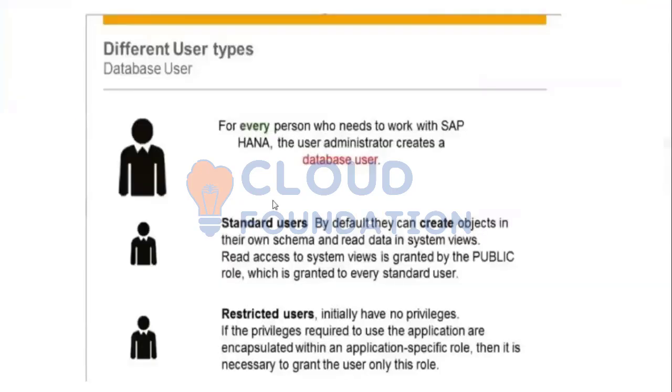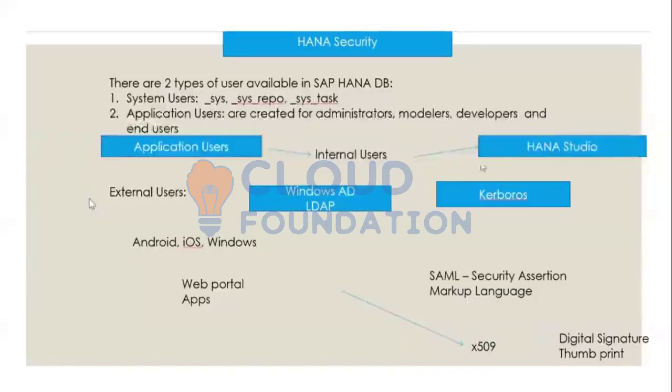I showed you these system user IDs in the earlier slide: underscore SYS, underscore SYS repo, and so on. The only system user ID that you will be able to log in with is the ID called SYSTEM. That's it. You'll be able to log in only with this ID. All other IDs are internal standard database user IDs, and login is not possible with these user IDs.